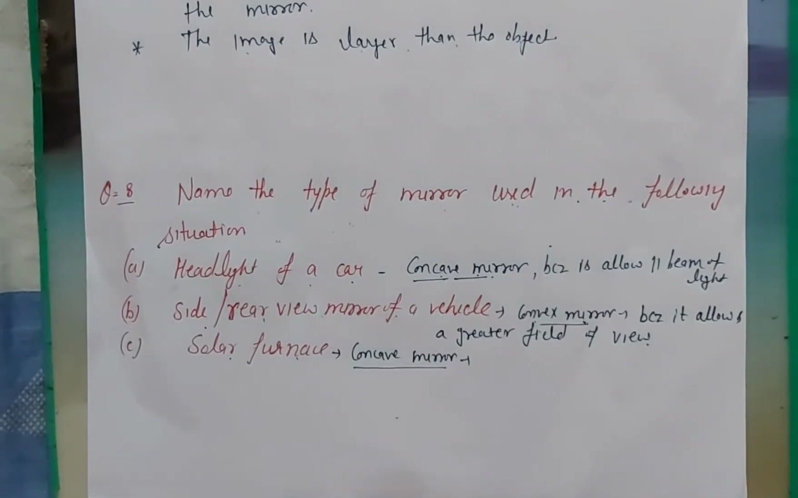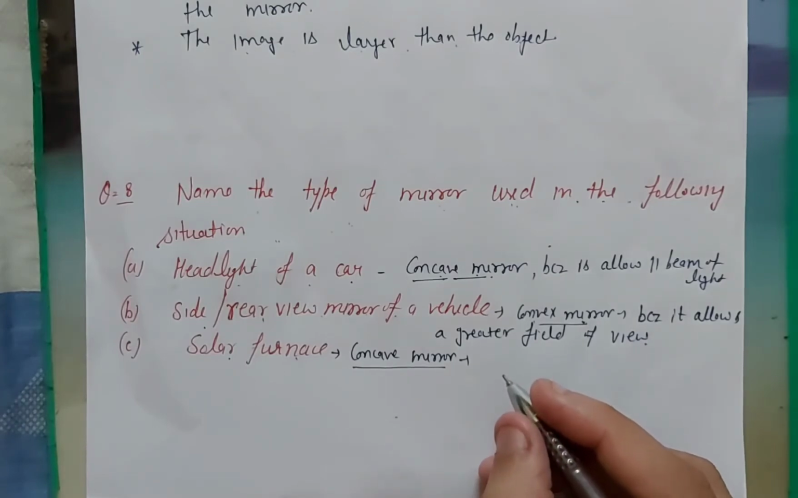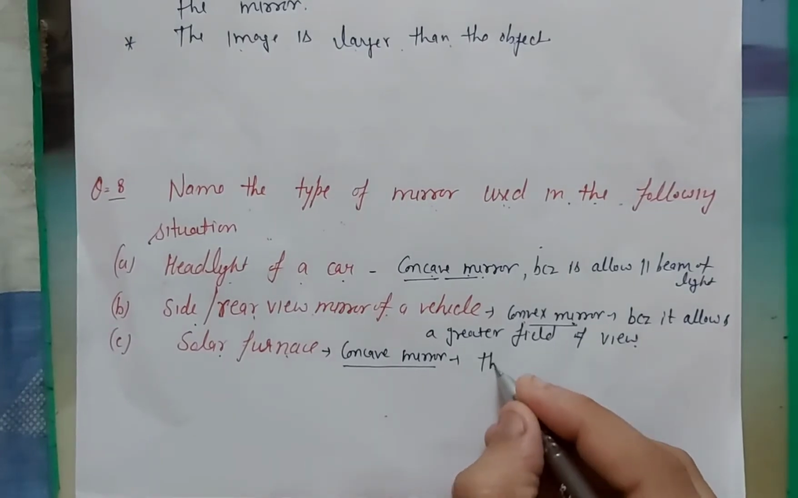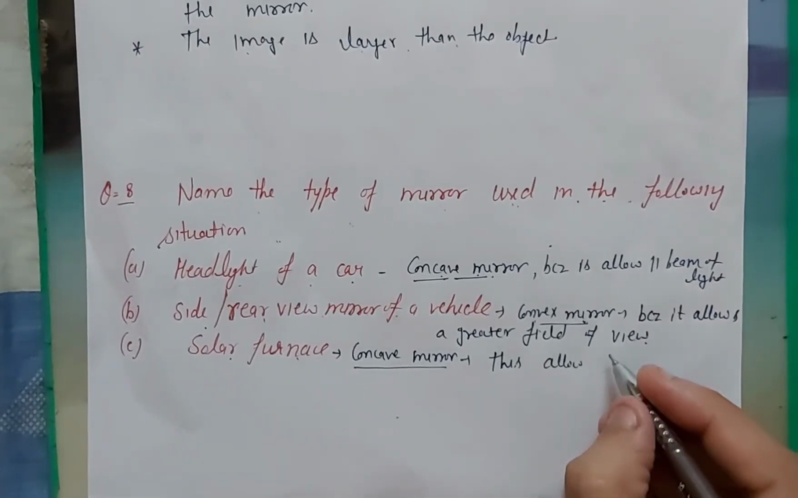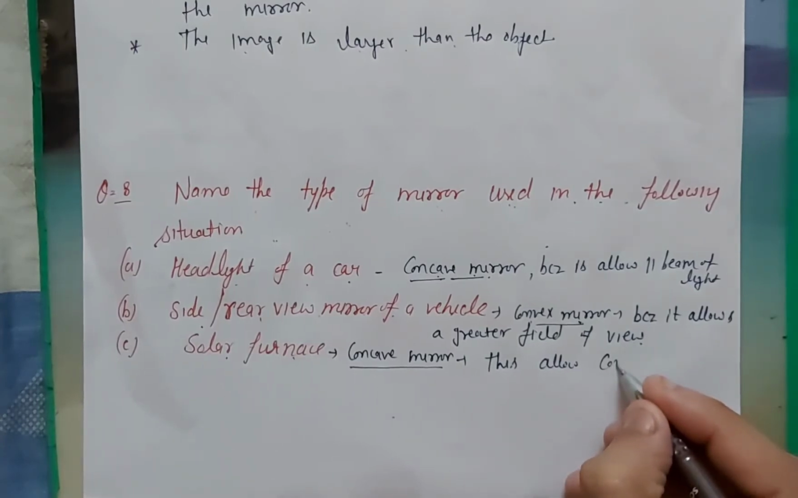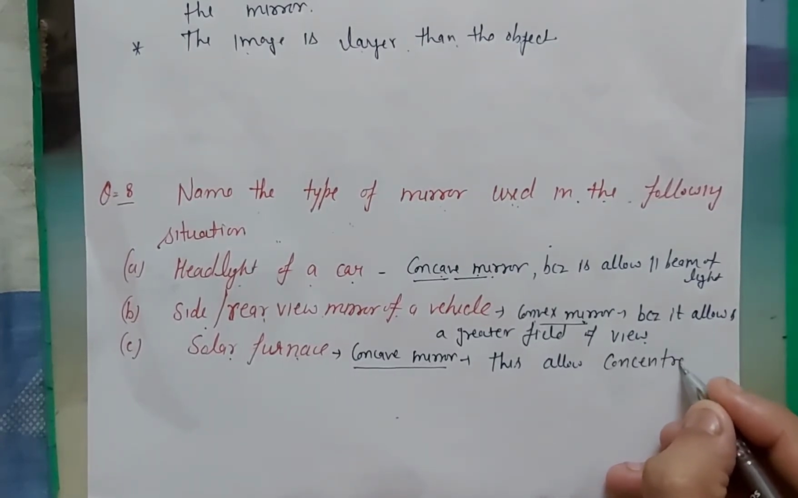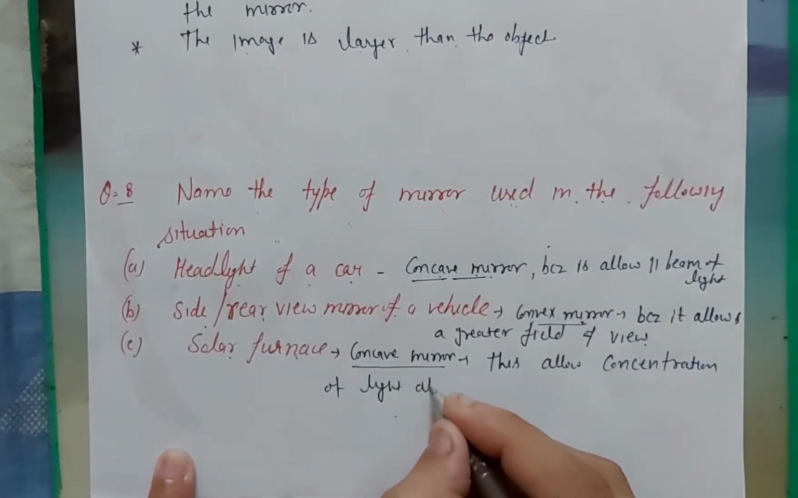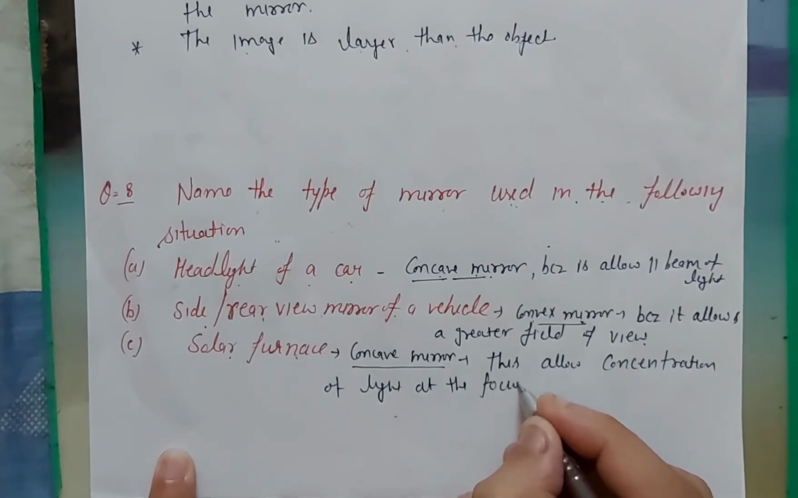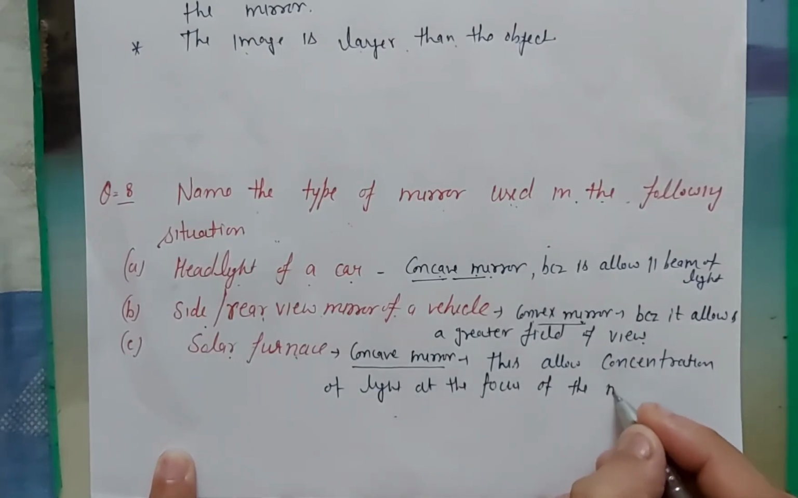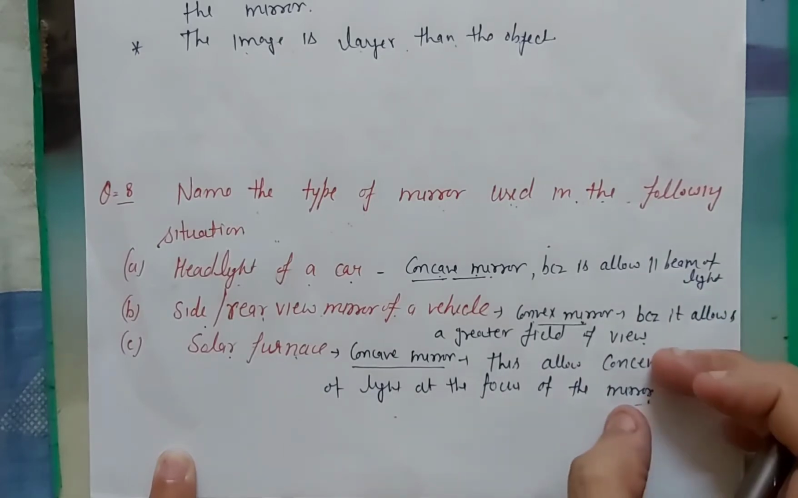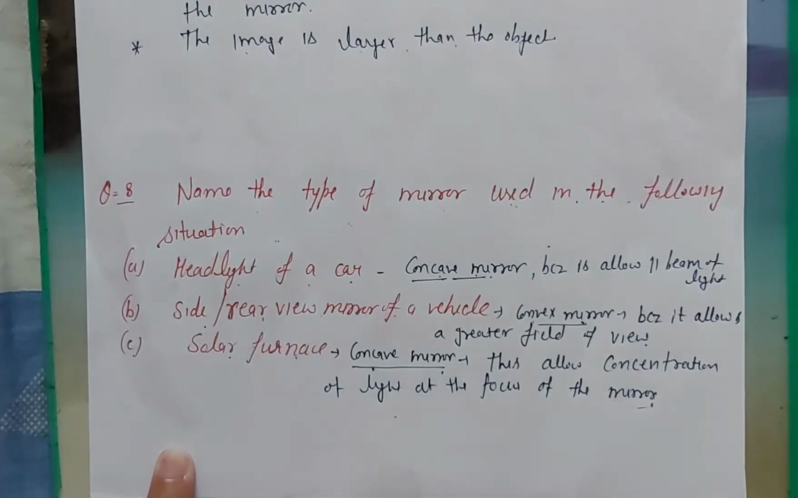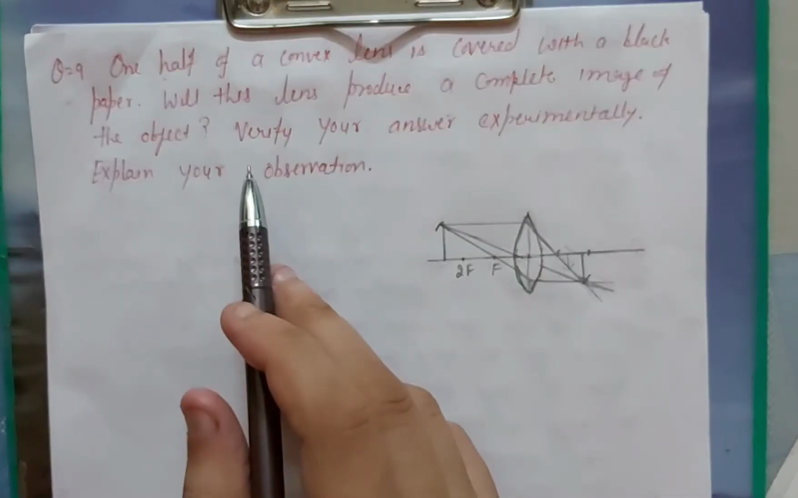So after the reflection, all light rays will converge on the focus. So we can write that it allows concentration of light at the focus of the mirror. After reflection, all rays meet at the focus point. That's why we use a concave mirror.